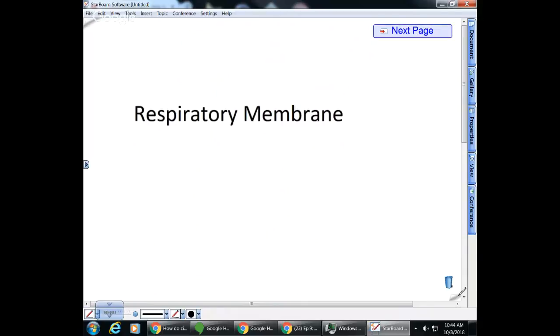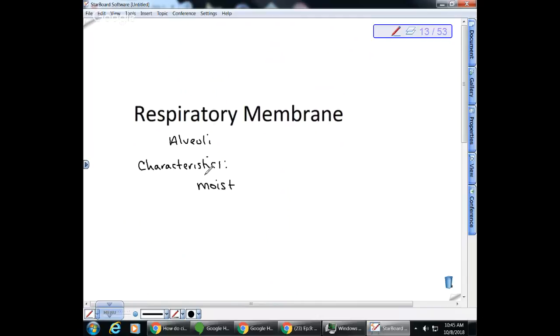Okay. So the next thing we're going to talk about is the characteristics of the respiratory membrane. The respiratory membrane would be the alveoli. If we look at the characteristics, the respiratory membrane must be moist. This is actually a constraint because we lose a lot of water from our lungs.